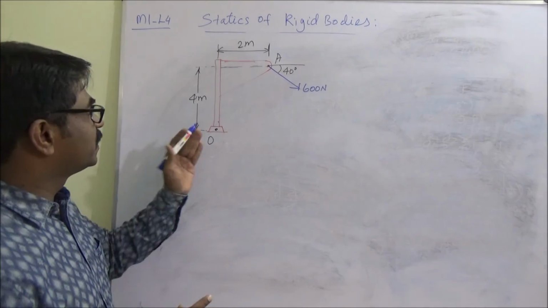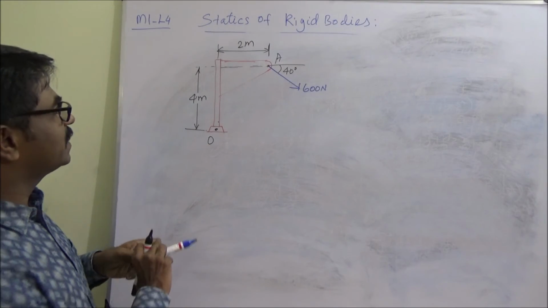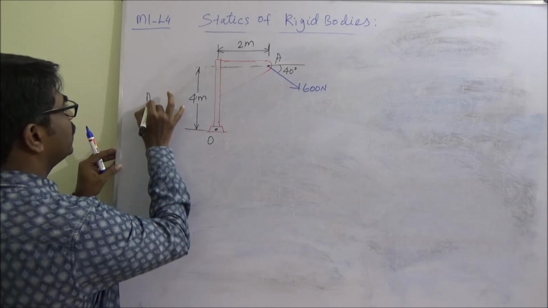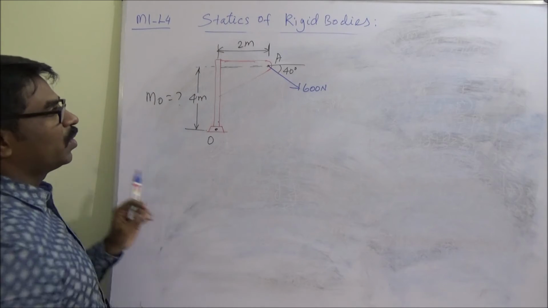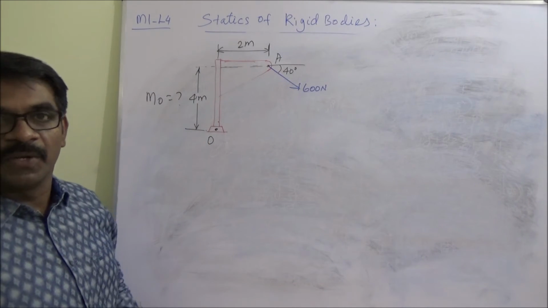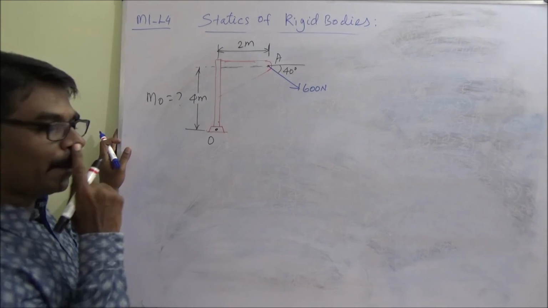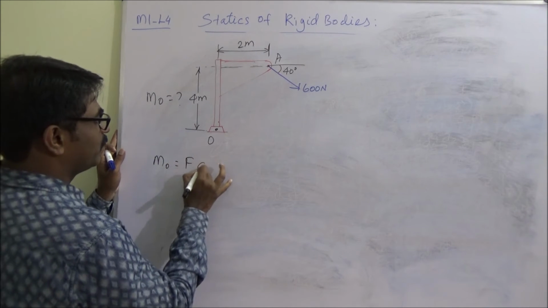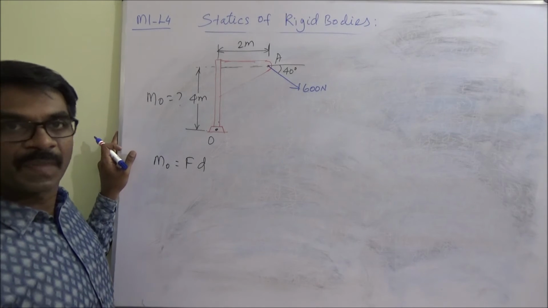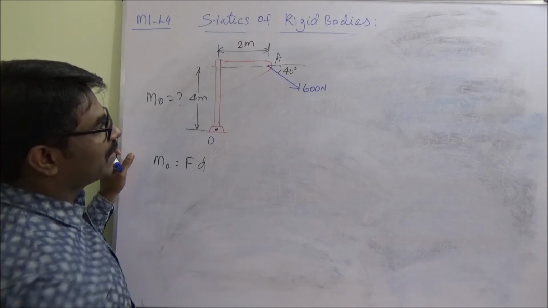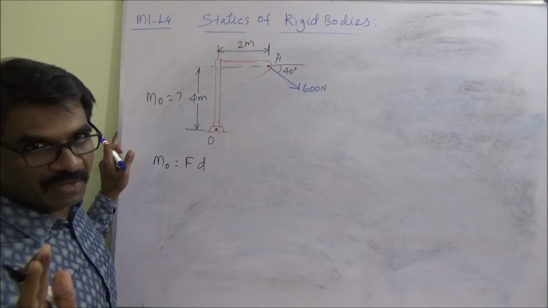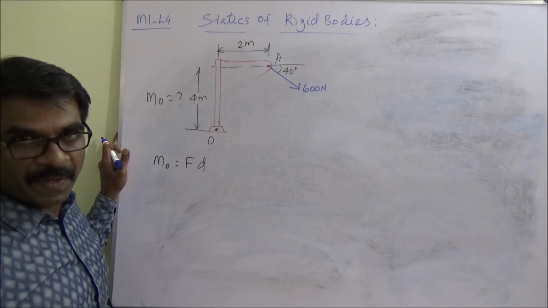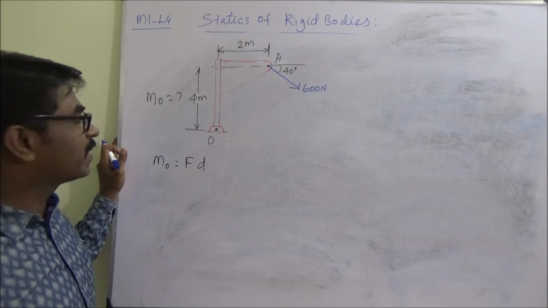Now let us solve this problem. The question is, find moment about O. So we have to find moment about O of this force 600 Newton. Okay, so we know the definition of moment equal to force into perpendicular distance. So the force is known, and only the perpendicular distance we have to find. All the dimensions are given, we have to find out the perpendicular distance. How to find out the perpendicular distance?